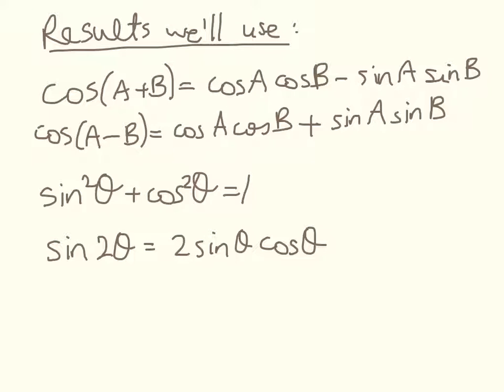Okay, so once we've expanded our expression, which I'm about to do, we're going to do some trig. And there are going to be 4 results. The first 2 are the rules for the cosine of the sum of two things, and then the cosine of the difference of two things, so cosine of a minus b. Related to those is this one down the bottom here, which is the rule for the sine of 2 theta.